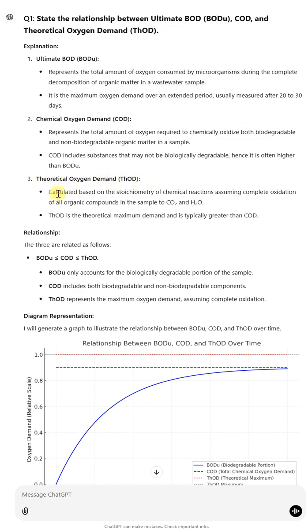Theoretical oxygen demand, THOD. Calculated based on the stoichiometry of chemical reactions, assuming complete oxidation of all organic compounds in the sample to CO2 and H2O. THOD is the theoretical maximum demand and is typically greater than COD.